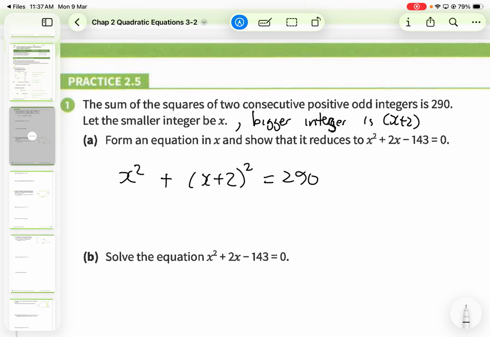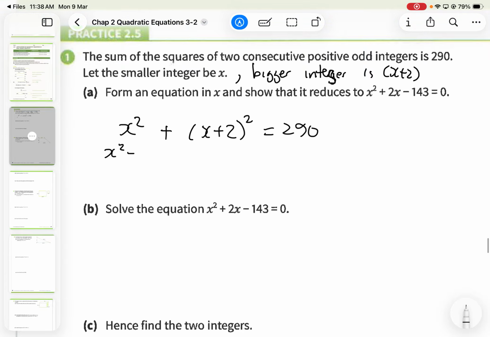This is the meaning. There are two numbers. The smaller one is x, the bigger one is x plus 2. When I square them and add them, it adds up to 290. Then I want to form an equation and simplify it. So I must expand first. When I expand x plus 2 squared, I will get x squared plus 4x plus 4.